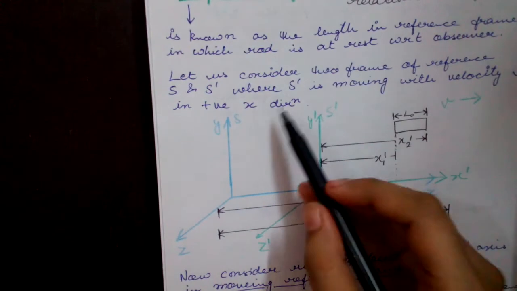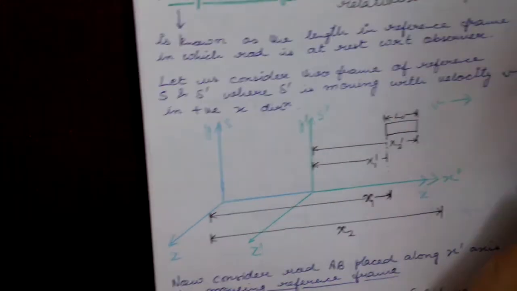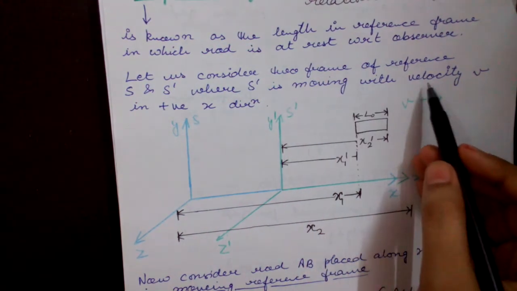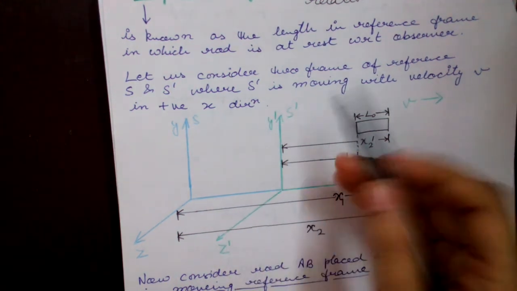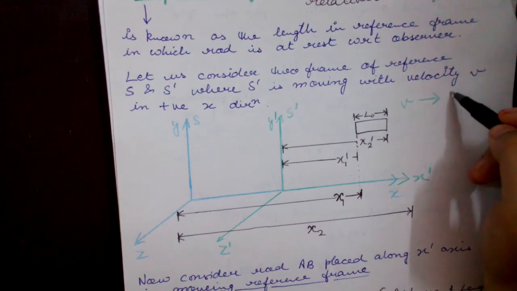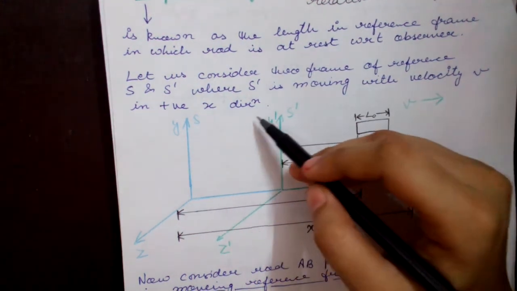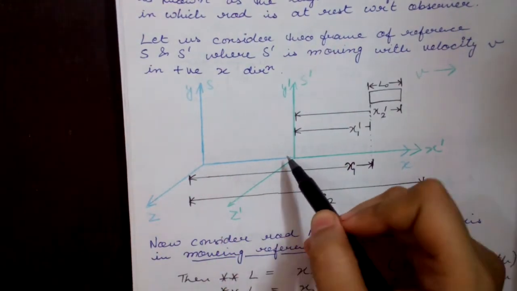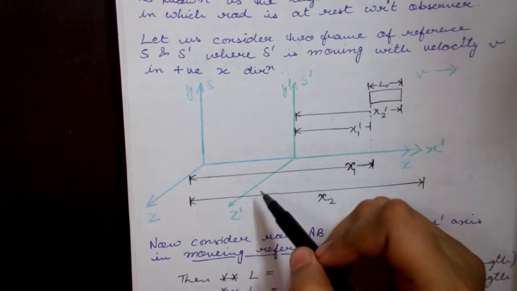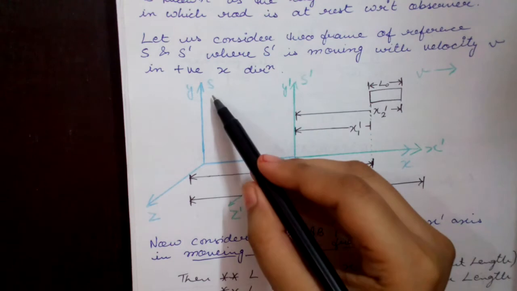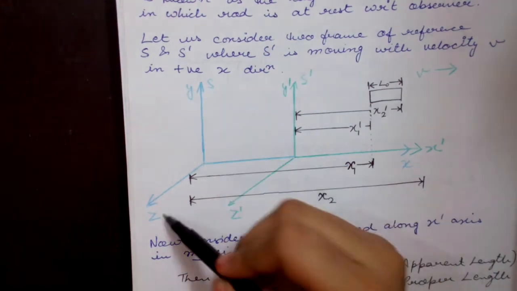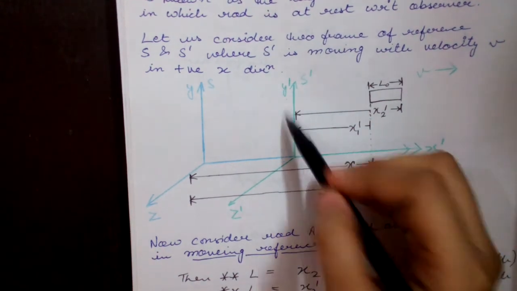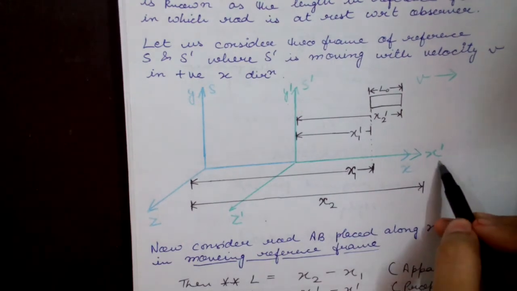Now, let us consider two frames of reference, S and S dash, where S dash is moving with velocity v in the positive x direction. The blue line indicates the reference frame S and the green line indicates the reference frame S dash. So this is reference frame S, with coordinates y, z, x, and this one is reference frame S dash, with coordinates y dash, z dash and x dash.